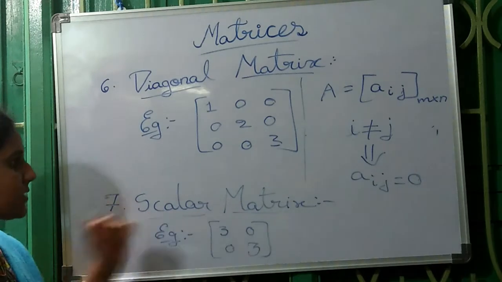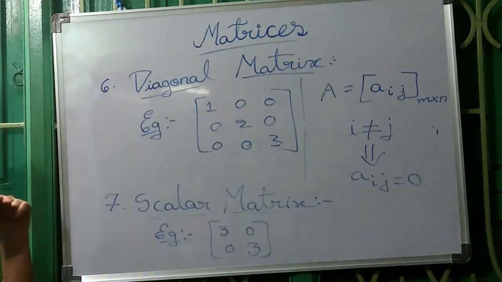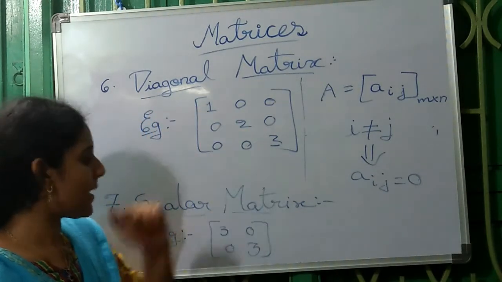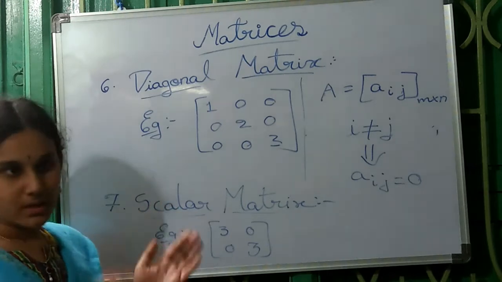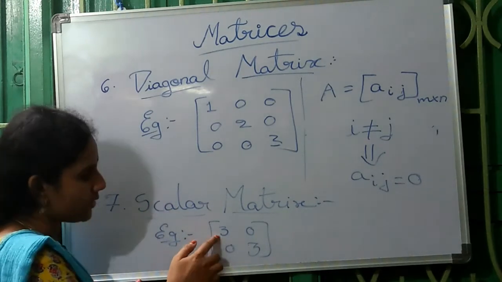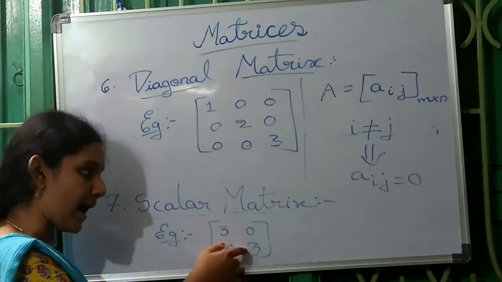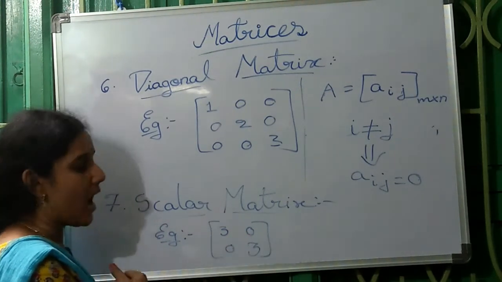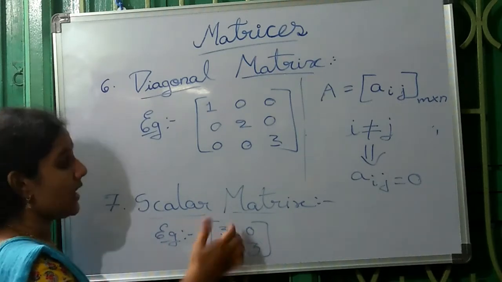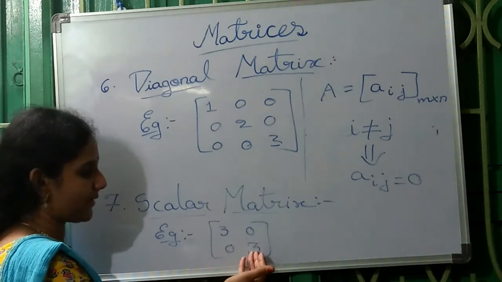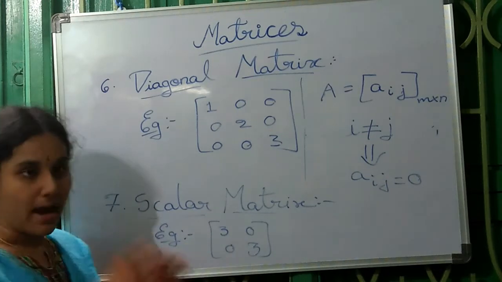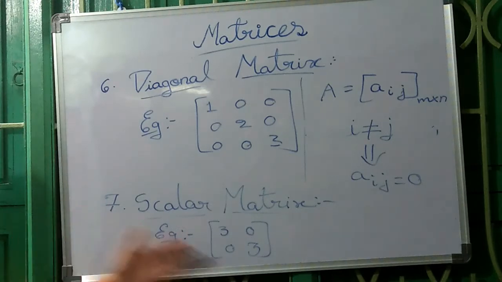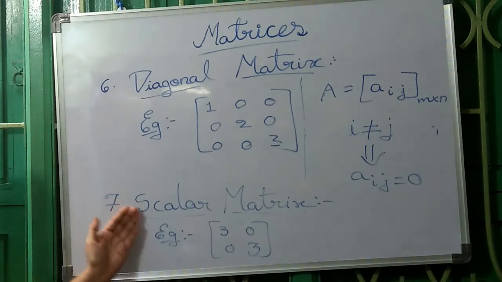Now, scalar matrix is a special case of diagonal matrix. In scalar matrix, the elements present on the principal diagonal are equal. Here, both the elements present on the principal diagonal are equal. It is a diagonal matrix since non-diagonal elements are 0, and the elements present on the diagonal are equal to a single value. So, such type of matrix is called a scalar matrix.